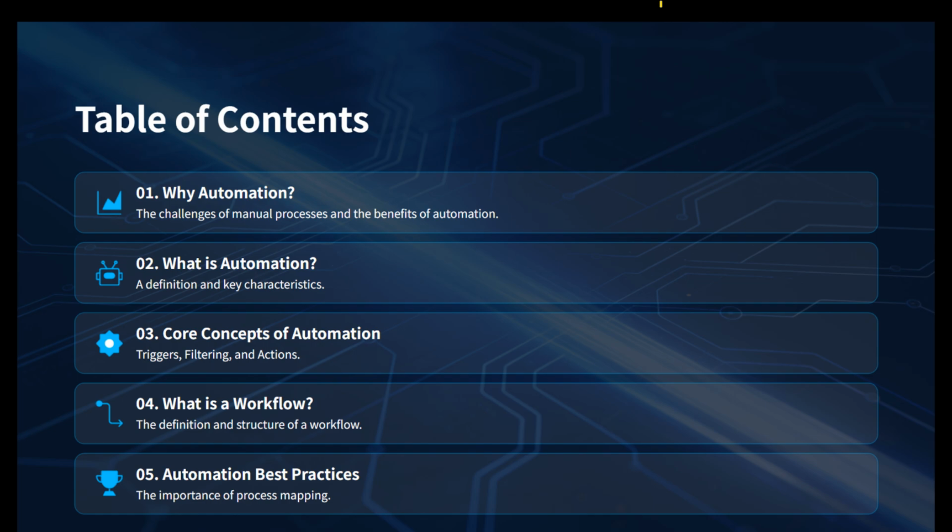Here's an overview of what we'll cover today. We'll start by understanding why automation is crucial, then define what it is and its core components. We'll explore workflows and finally discuss some best practices to ensure your automation projects are successful.